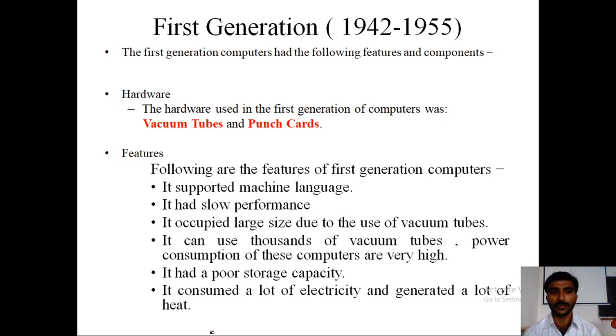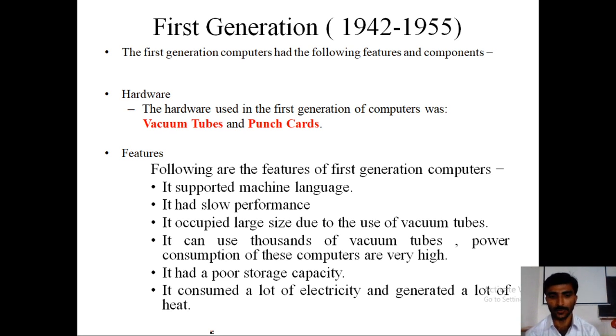Here we used hardware components. In the first generation they used hardware components like vacuum tubes and punch cards. So what is the use of vacuum tubes? And what is the use of punch cards? Vacuum tubes are tubes, you know already.